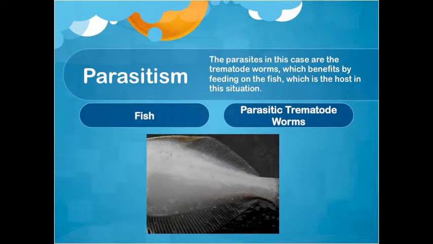Parasitism is the relationship where a parasite benefits at the expense of the host. The parasites in this case are the trematode worms, which benefit by feeding on the fish, which is the host in this situation.